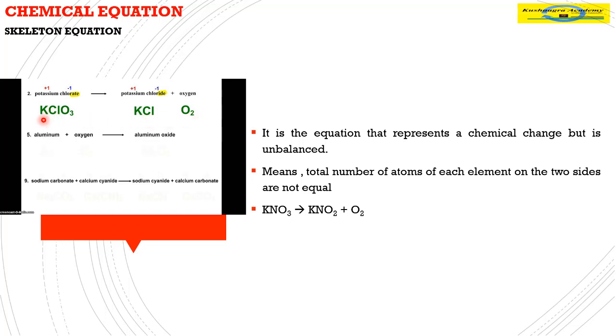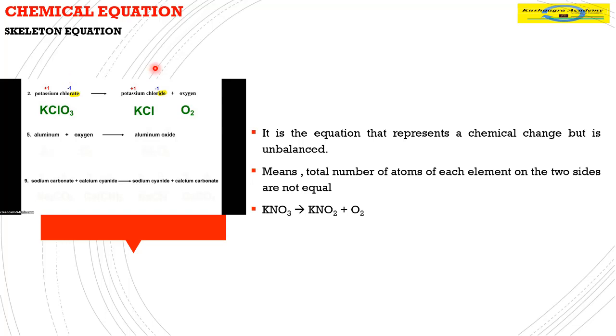Now how many atoms of potassium here? 1, chlorine 1 and oxygen 3. In the product side 1 potassium, that means same, chlorine is also 1, but here the number of oxygen atoms is 2 and here the number of oxygen atoms is 3. That means this equation is not balanced. This implies that this does not follow the law of conservation of mass.